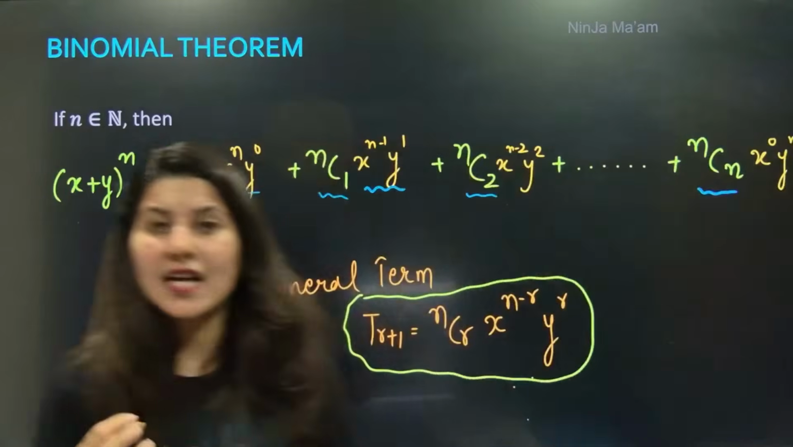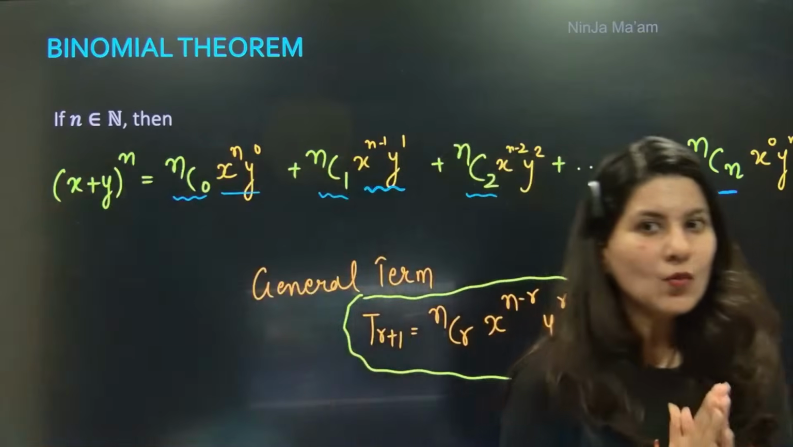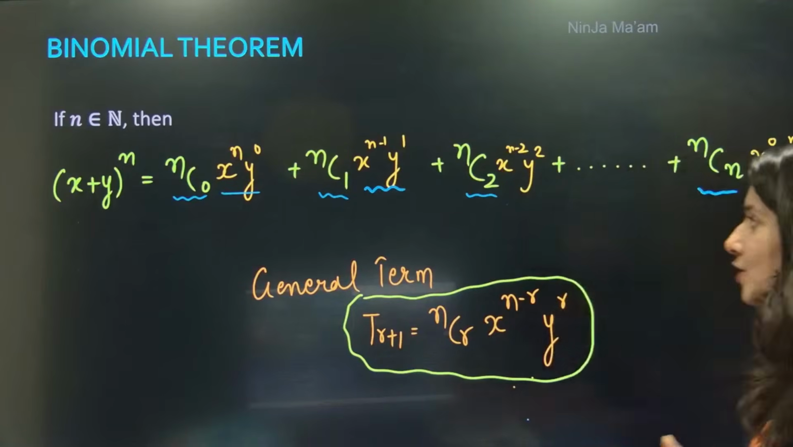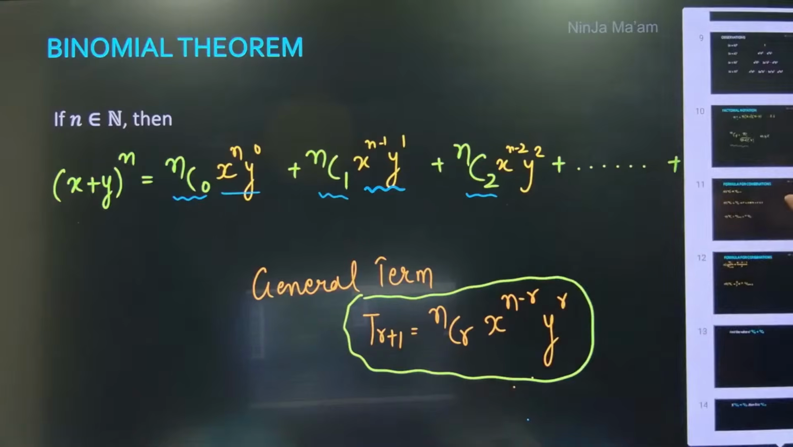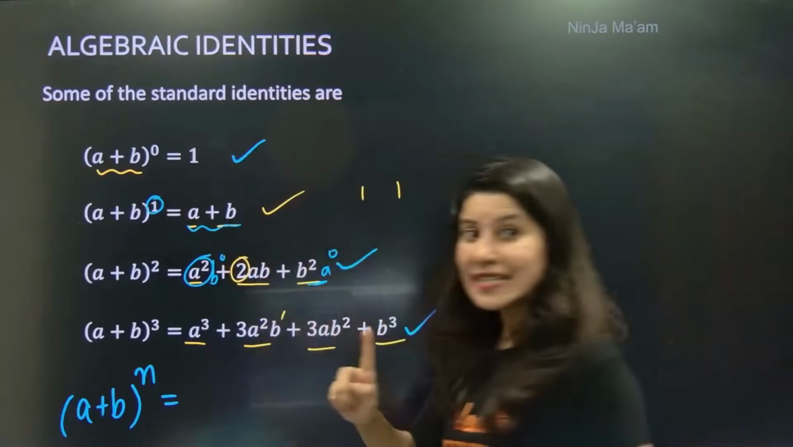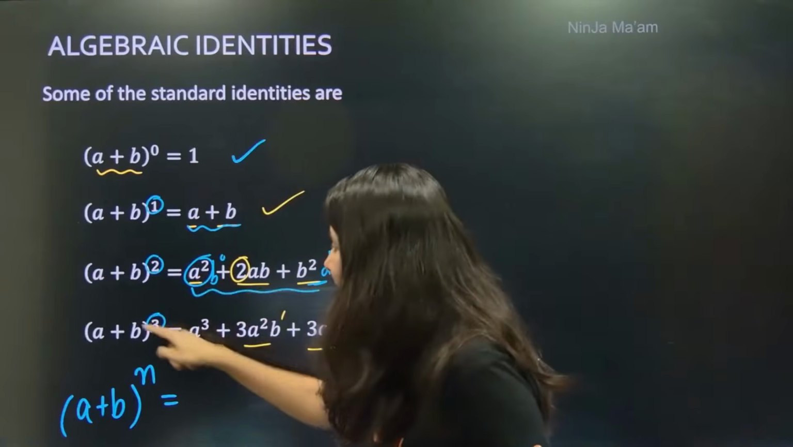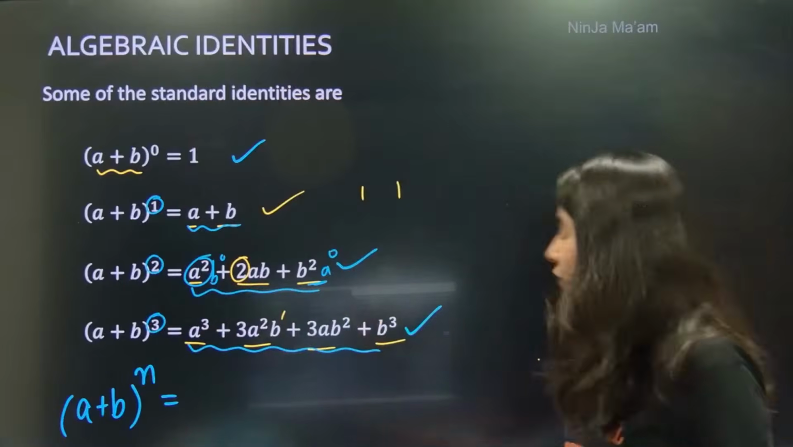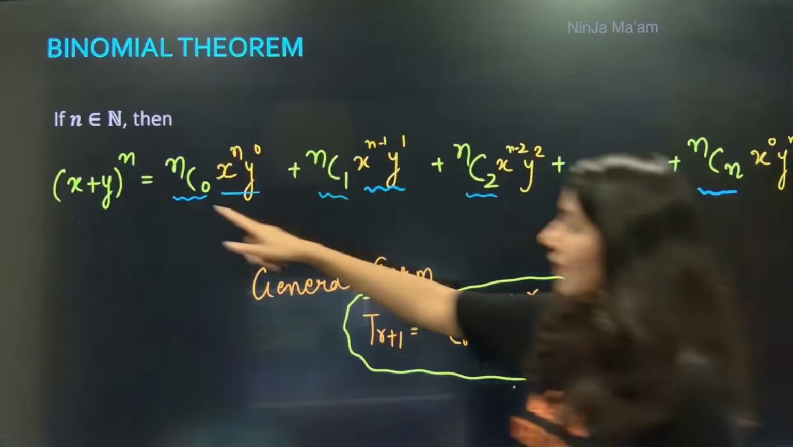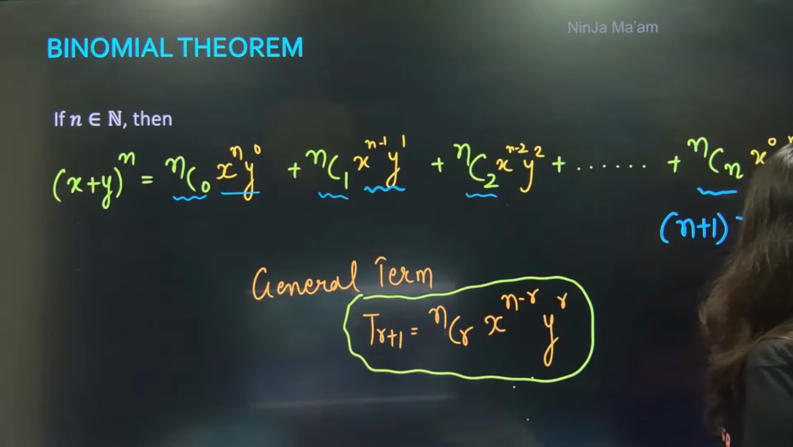Just tell me one thing. There are a few observations that we need to notice while looking at the binomial theorem. How many terms are there in a binomial expansion? If I go back and check, if the power is 1, the number of terms is 2. The power is 2, the number of terms is 3. The power is 3, so the number of terms in the expansion is 4. So if the power is n, the total number of terms will be n plus 1 terms.